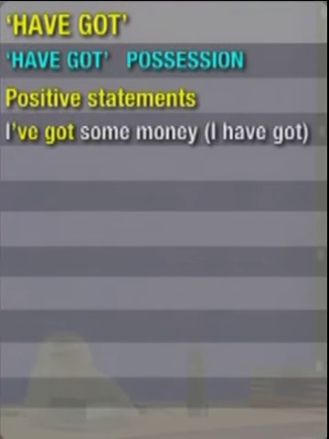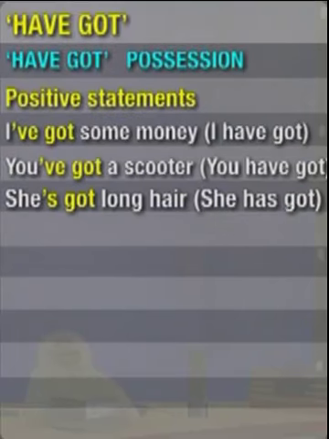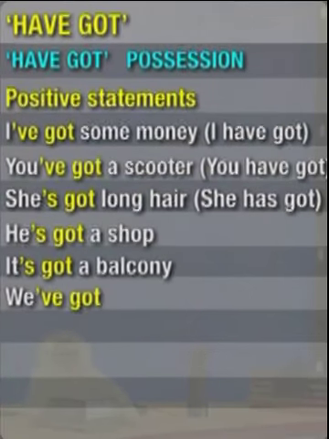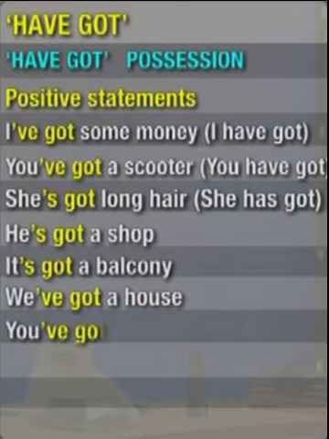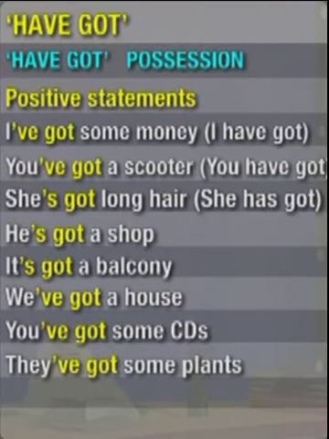So in the positive form, I have got gets contracted to I've got. I've got some money. You have got becomes you've got. You've got a scooter. She's got, she has, she's. Looks like the verb to be, but it is in fact has. She's got long hair. He's got a shop. It's got a balcony. We've got a house. You've got some CDs and they've got some plants. All right? So that's the positive.